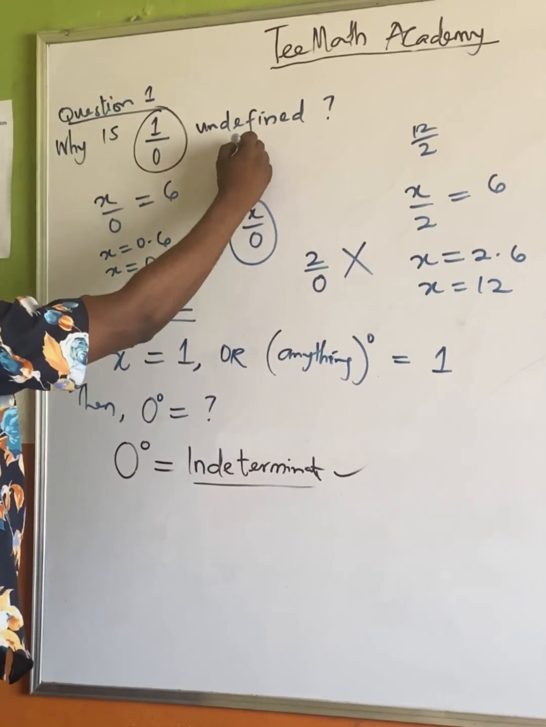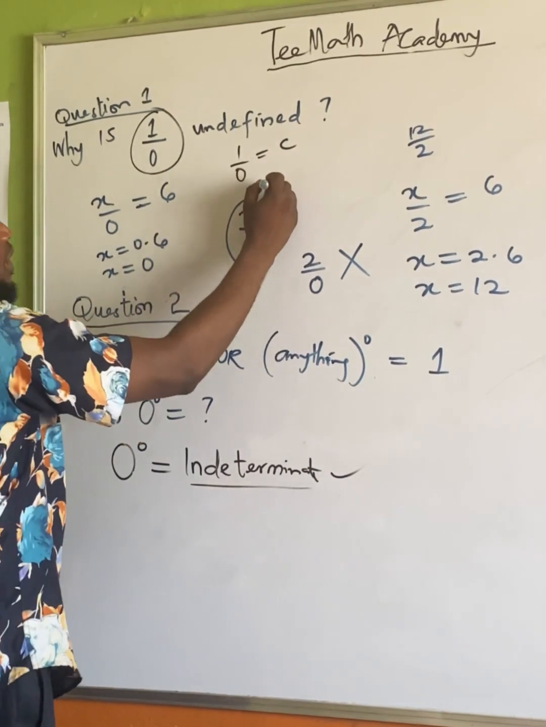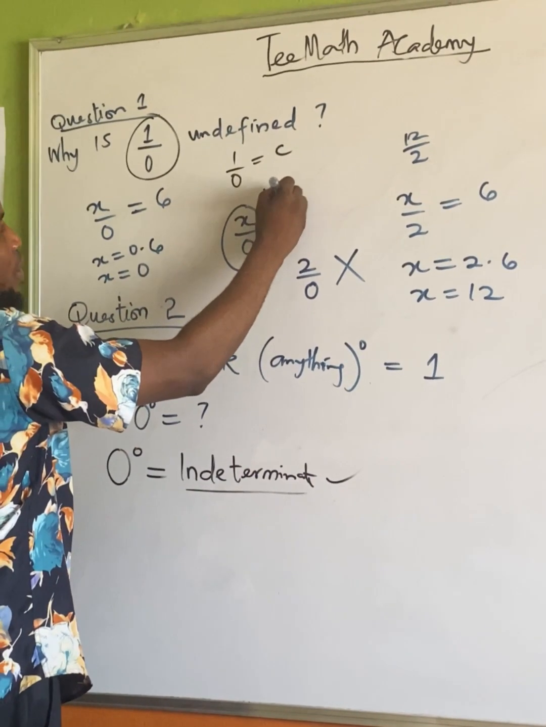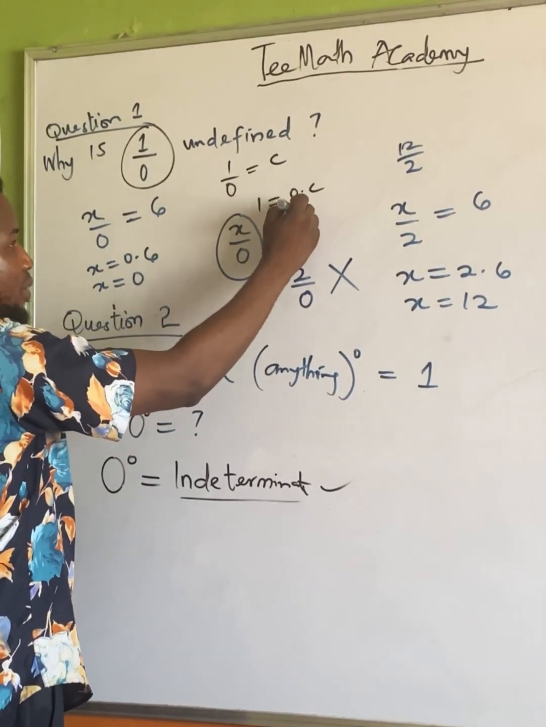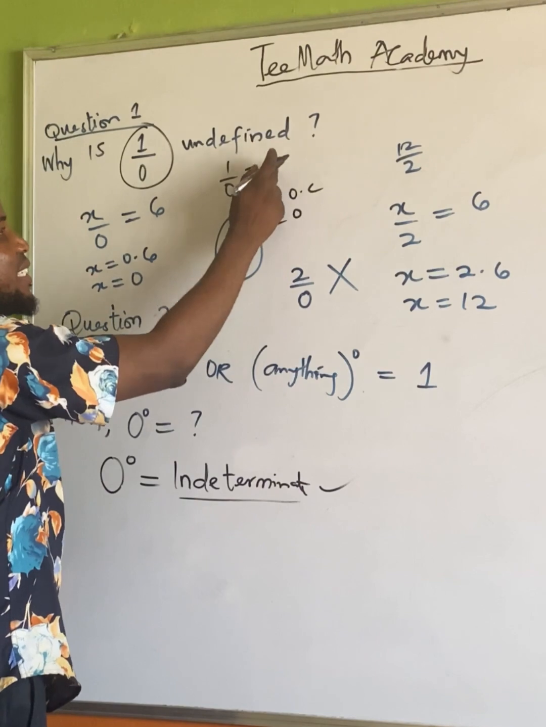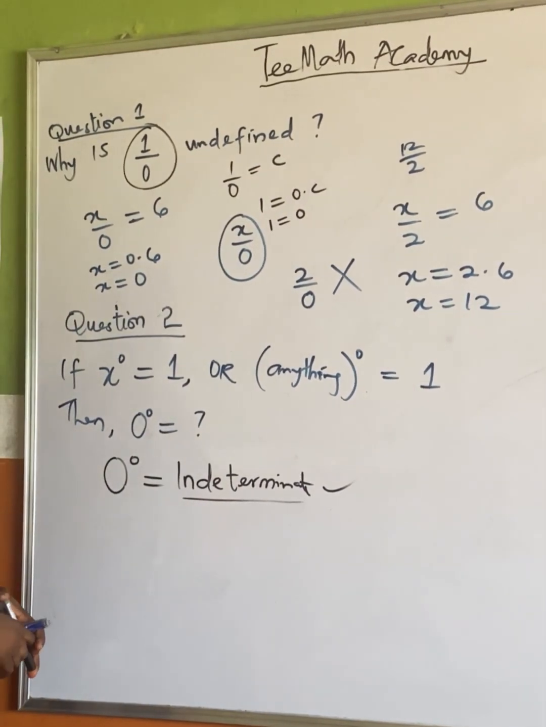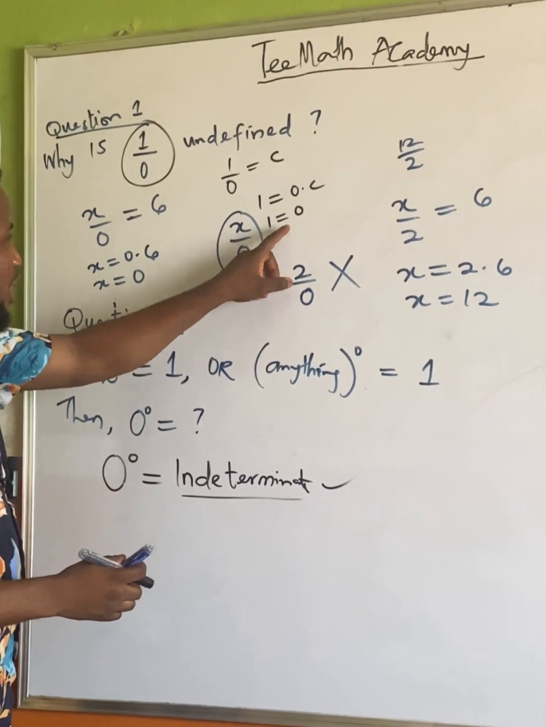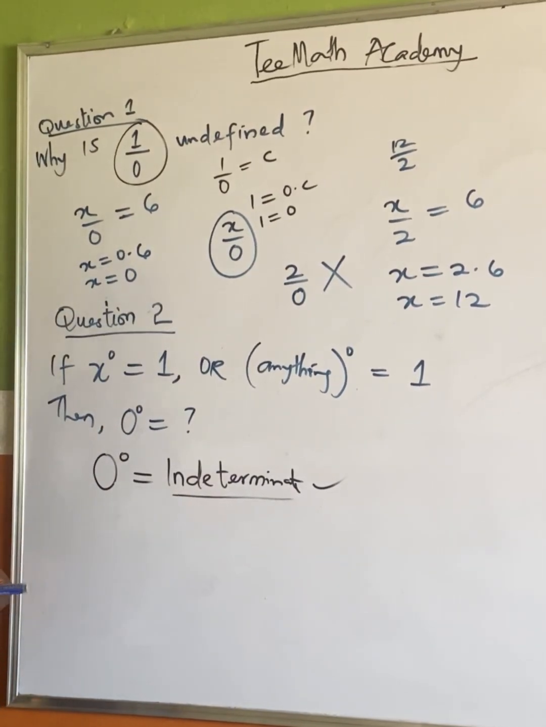Let's say c. If I have 1 divided by 0 equals c, you cross multiply. Then I have 1 equals 0 times c. Whenever you multiply any value with 0, it gives you 0. This c is any real number, a constant. And this 1 is not equal to 0. So it is undefined. That's another way to find out.